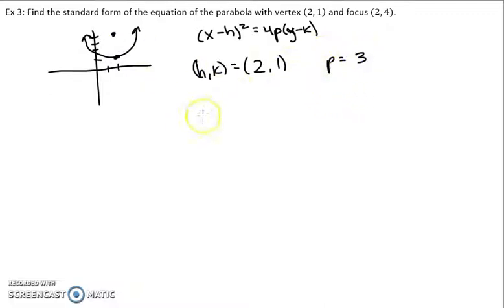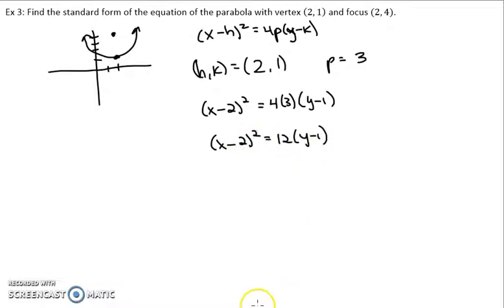So now all we have to do is plug this stuff in. We're going to get x minus 2 quantity squared equals 4 times 3 times y minus 1. 4 times 3 is 12. And we get that. X minus 2 quantity squared equals 12 times the quantity y minus 1. And that's it for standard form. Now, if you wanted to put it into the general form, the ax squared plus bx plus c, all you would have to do is distribute this, divide by 12, add 1, and you'd be in your y equals ax squared plus bx plus c.